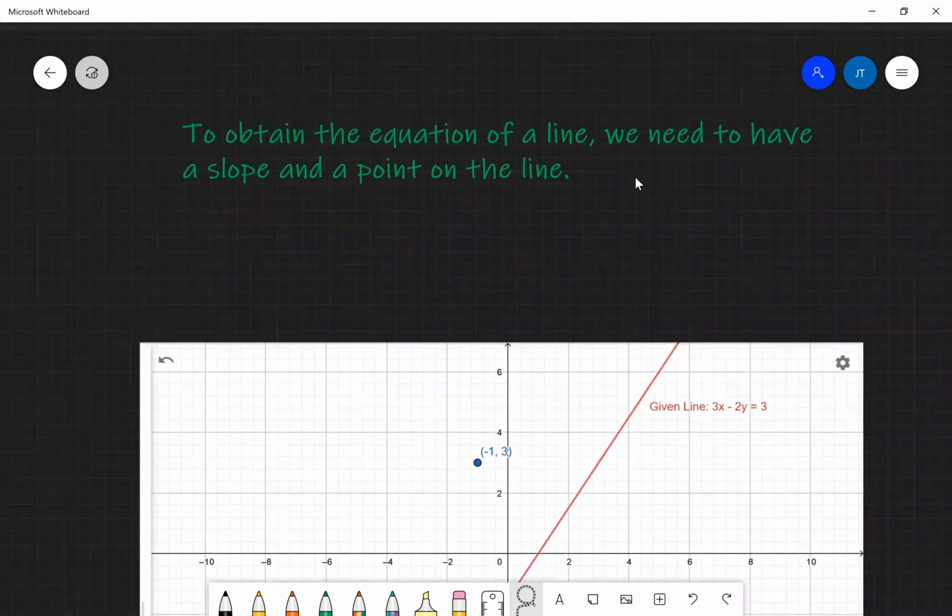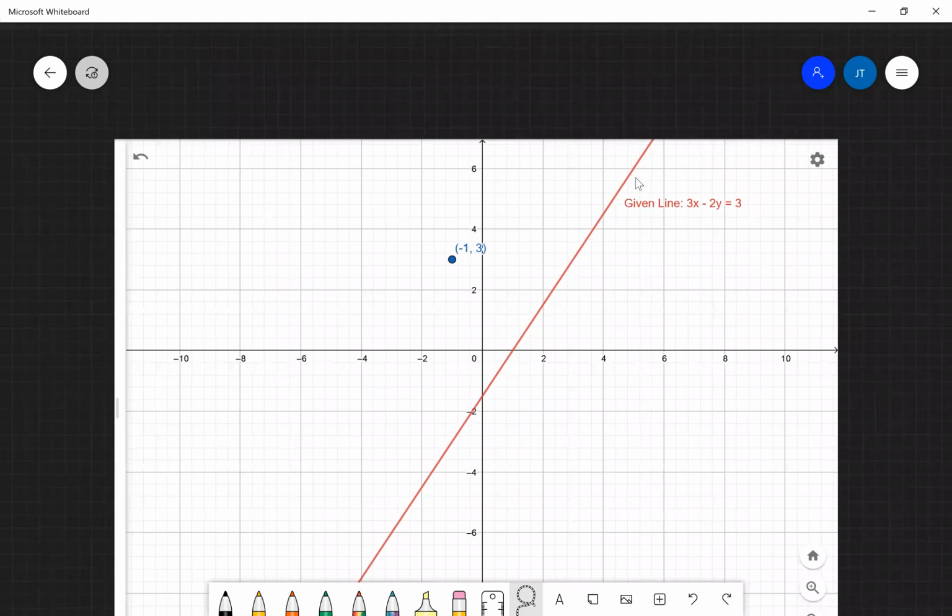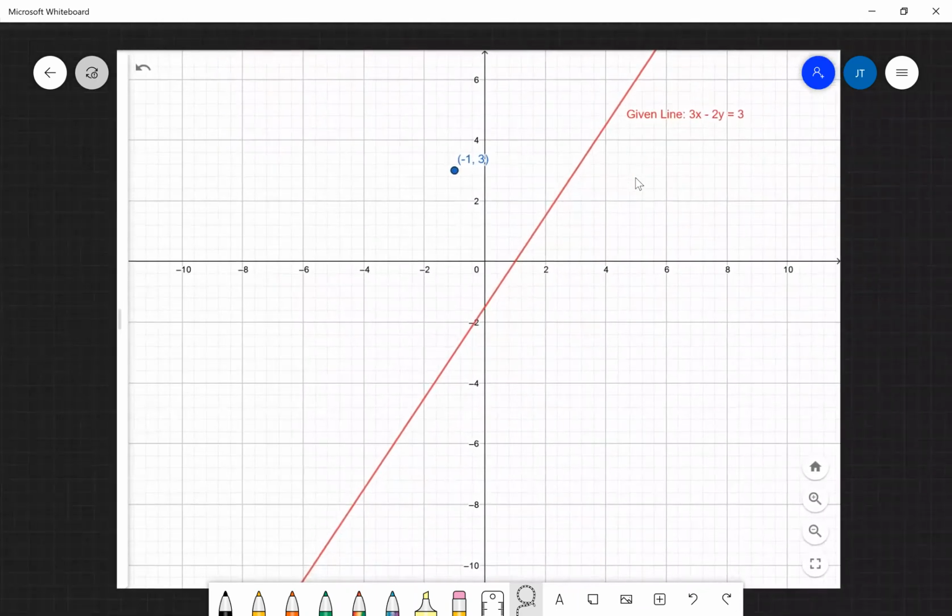Now if we plot what's given, just to visualize what we have, this is the given line right here, and this is the point (-1, 3). We're going to have a greenish line that goes like this. It's going to be parallel to this red line. What is the equation of that line? That's our task.